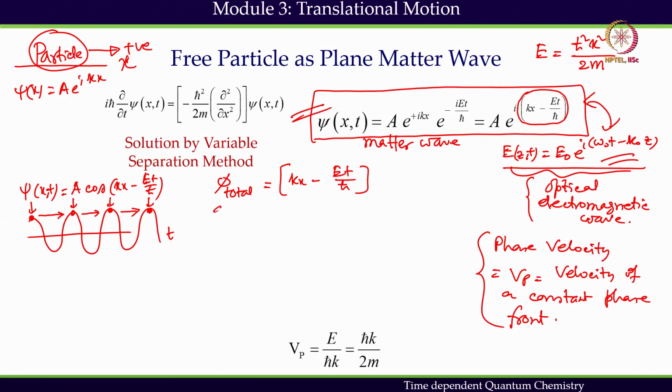And for that I need to make the first derivative 0. For the constant phase front, the first derivative with respect to t is going to be 0, and that's why we get k dx/dt minus E by h cut, which is going to be 0. So, dx/dt equals E by k h cut.